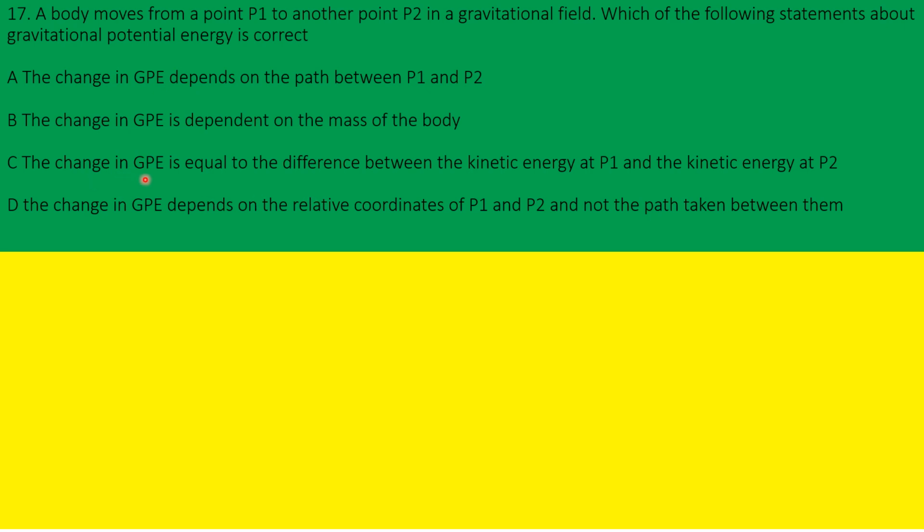So C says the change in gravitational potential energy is equal to the difference between the kinetic energy at P1 and the kinetic energy at P2. Not necessarily. Why?